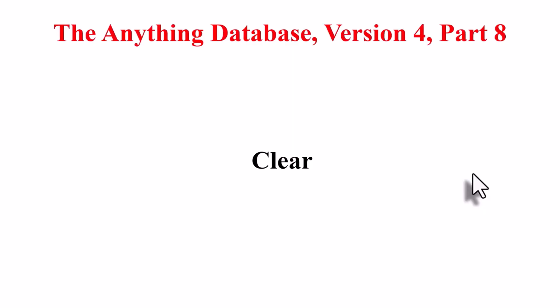Okay, this one's easy. It's very, very short and sweet. I don't think we're going to need the class at all in this one. Basically, we're simply going to clear the file. So one of our buttons on our application is to clear, and it's simply going to wipe out all the data that's actually there. So this is the Anything Database version 4 part 8, clear the file.